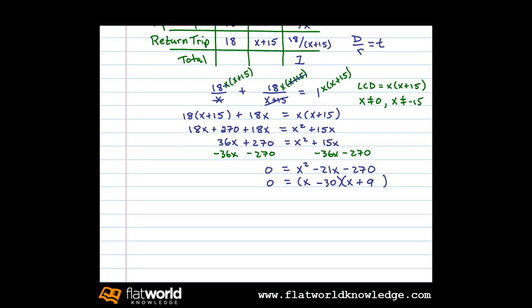We then set each factor equal to 0. So x minus 30 equals 0, or x plus 9 equals 0. Here, if we add 30 to both sides, we have x equals 30. Subtracting 9 on both sides, we also have x equals negative 9. Now remember, x represents the average speed driving to the airport, so we'll disregard the negative answer. And we'll consider x equal to 30, or 30 miles an hour, to be the only solution.